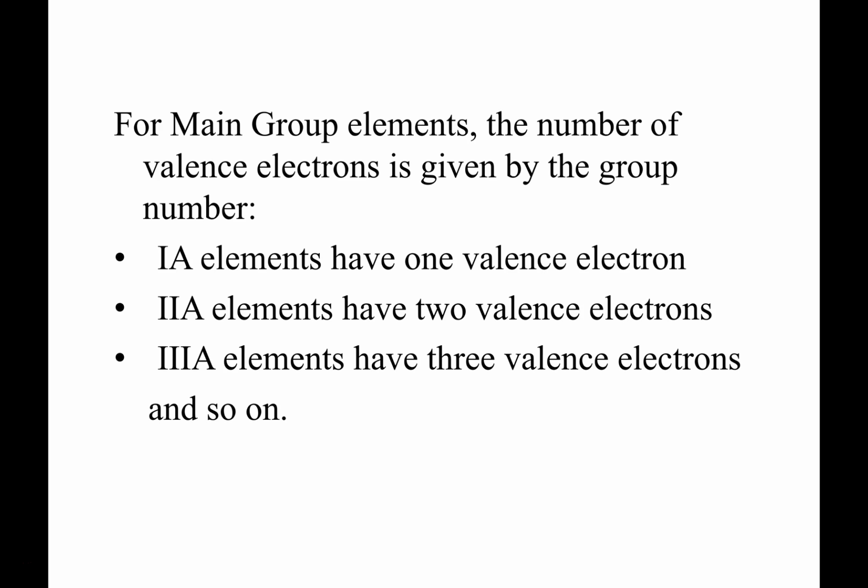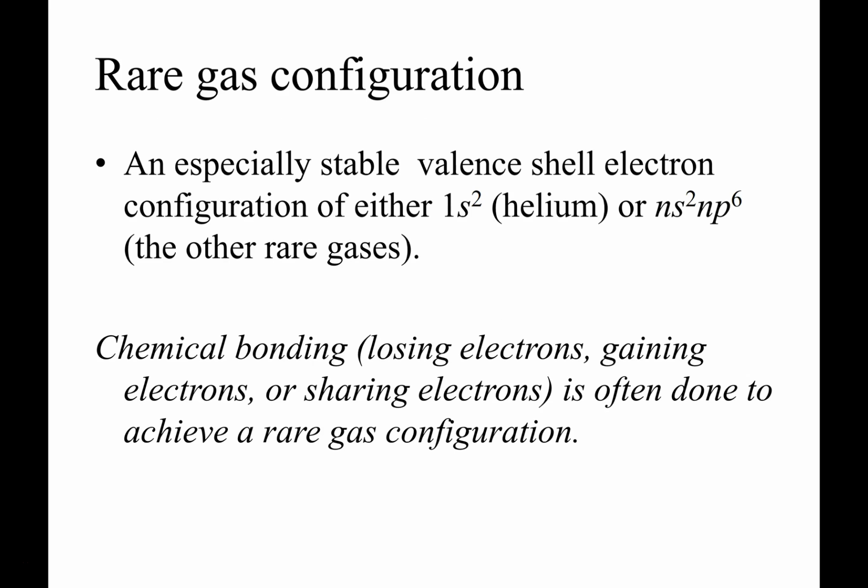1A has 1 valence electron. 2A has 2 valence electrons. 3A has 3 valence electrons, and these are the main group elements. Rare gases, how many valence electrons do they have? 8. Very good. They have 8.